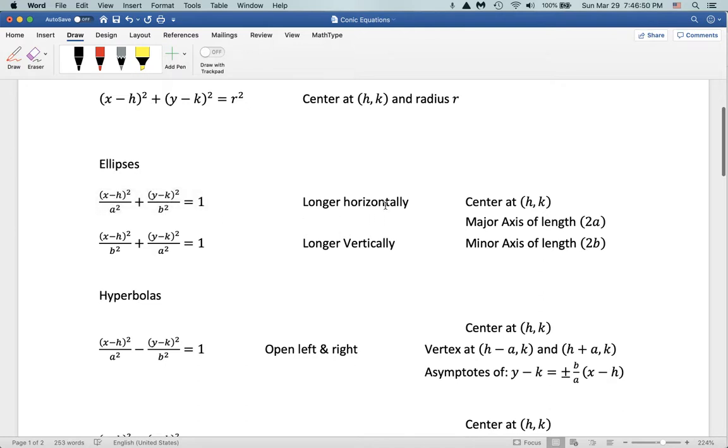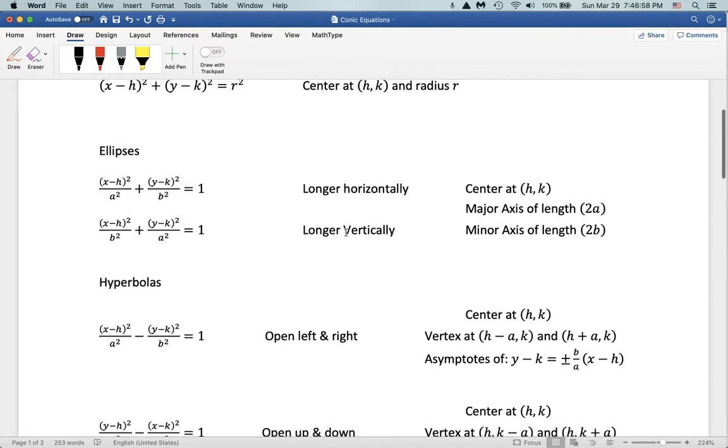And we can be longer horizontally if the a squared is underneath the x squared, or we're opened vertically if the a squared is underneath the y squared. A squared is always the longest. It's half the major axis, right? So our a is half the major axis, or the major axis has a length of 2a. Our minor axis has a length of 2b, and we're centered at (h, k).